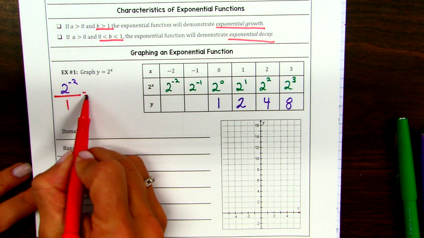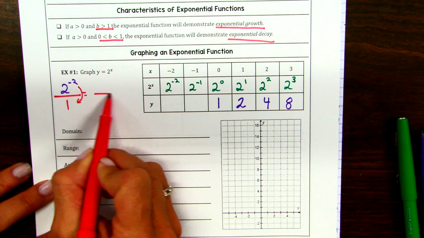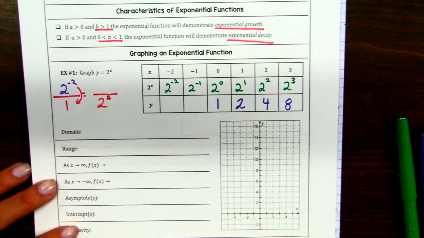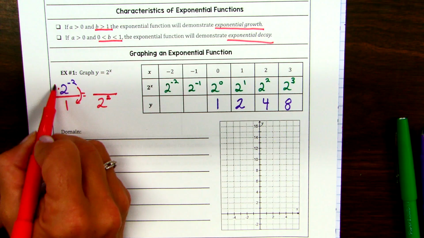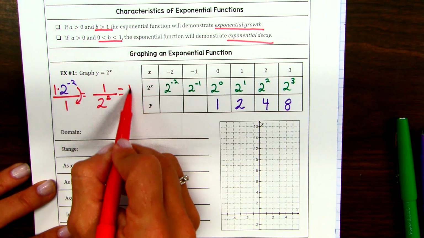And so to simplify this, I'm going to move the 2 to the negative 2 to the denominator. When you cross the fraction bar, it changes the sign of the power. And there's nothing left on top, or you can think of it as there was a 1 there, so it's just 1 over 2 squared, which is 1/4.